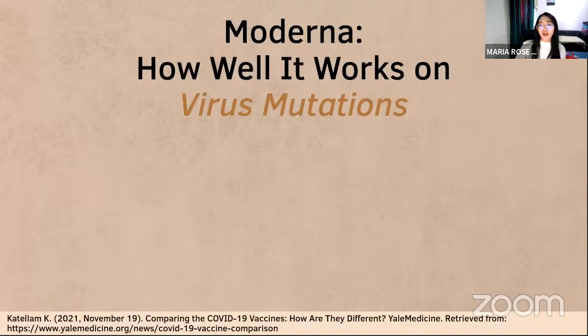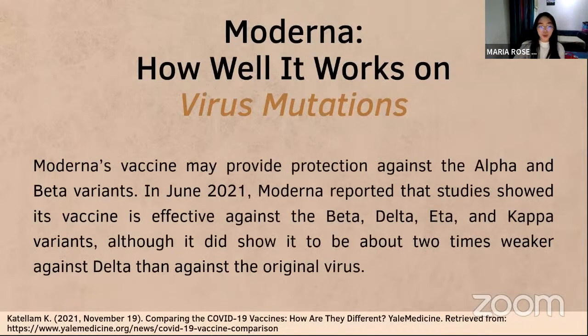Next, let's talk about how well the Moderna vaccine works on virus mutations. According to studies, Moderna's vaccine may provide protection against the alpha and beta variants. In June 2021, Moderna reported that studies showed its vaccine is effective against the beta, delta, eta, and kappa variants. Although it did show it to be about 2 times weaker against delta than against the original virus.